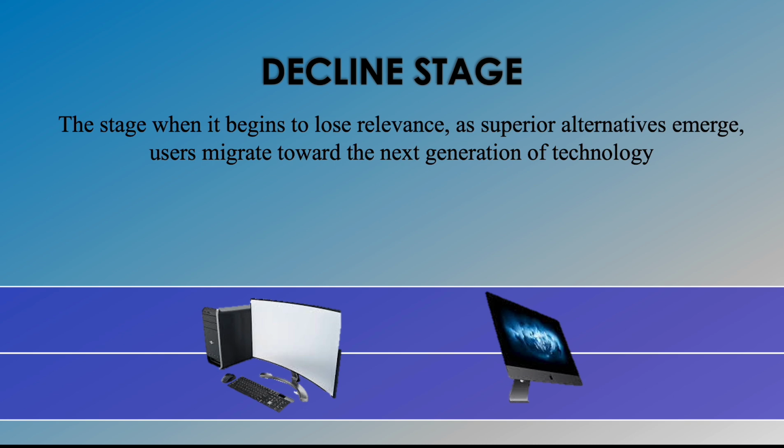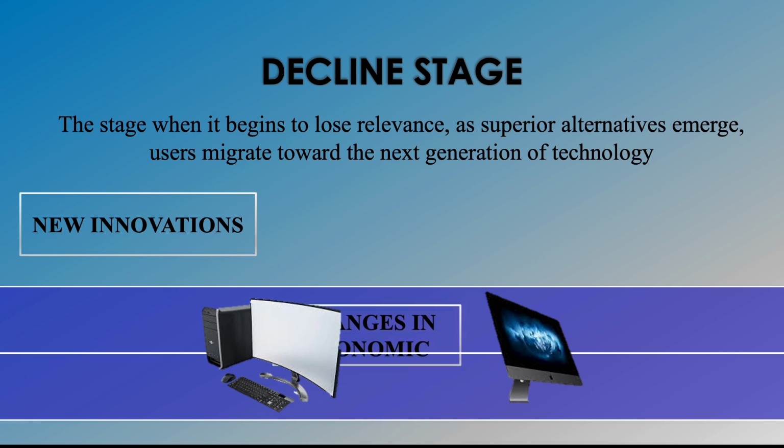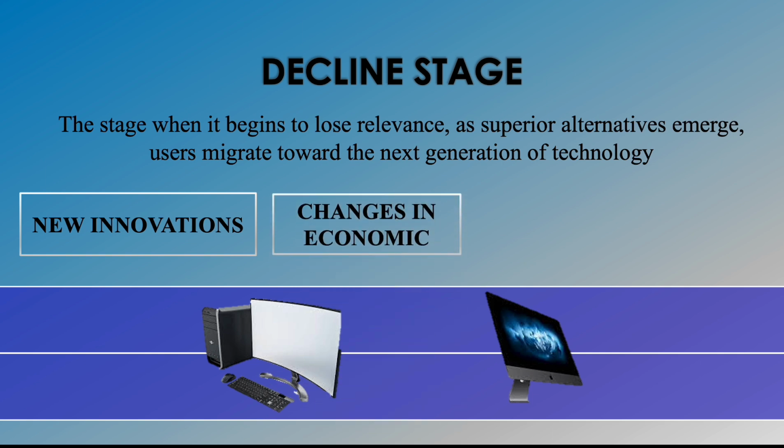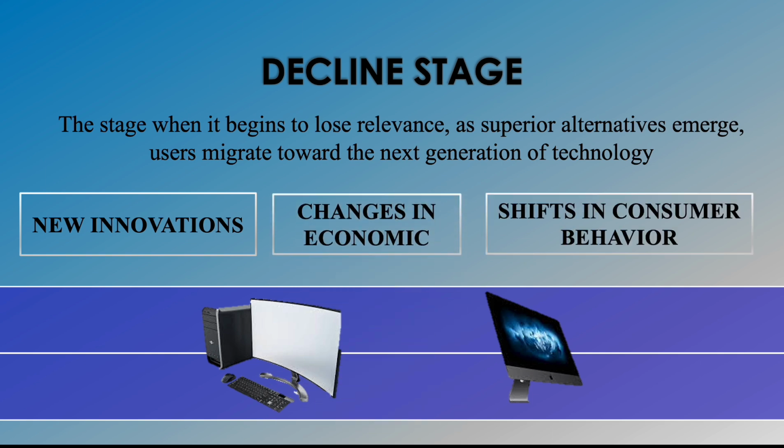Eventually, every technology faces decline, the stage when it begins to lose relevance. Sales and market share decrease, production may slow or stop entirely, and companies begin to phase out support or updates. This can happen because of new innovation, changes in economic and environmental factors, or due to shifts in consumer behavior. From DVDs to streaming, from film cameras to digital, every ending opens the door to something new.